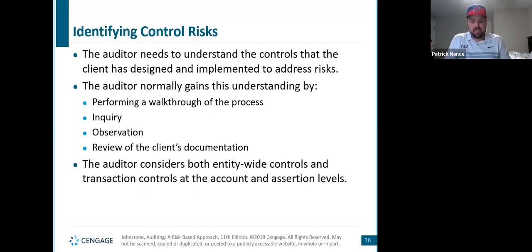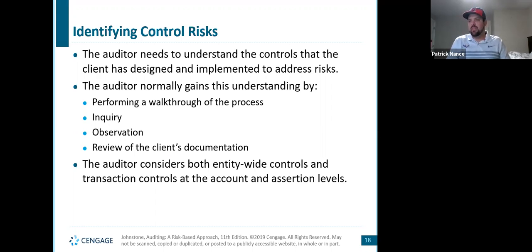Identifying control risks is on page 650. The auditor needs to understand the controls that the client has designed and implemented to address risk. Normally, the auditor gains this understanding by performing walkthroughs, inquiries, observations, and reviews of the client's documentation. Again, similar to what we've done in the past, remembering that certain areas require additional processing, meaning observation and inquiry, especially inquiry.